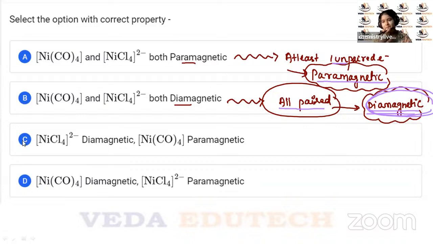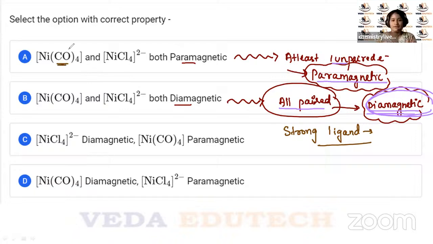Okay, so if I were to appear for an exam, then I would have taken some risk. I know that if there is a very strong ligand, it's going to cause pairing, and when there is pairing, it is going to be diamagnetic. Now, as you see, this is a strong ligand, so it is going to cause pairing. This is a weak ligand, this cannot cause pairing. This is a very strong ligand, so it is going to cause pairing, so it has a chance of being diamagnetic. Okay, it has a chance.